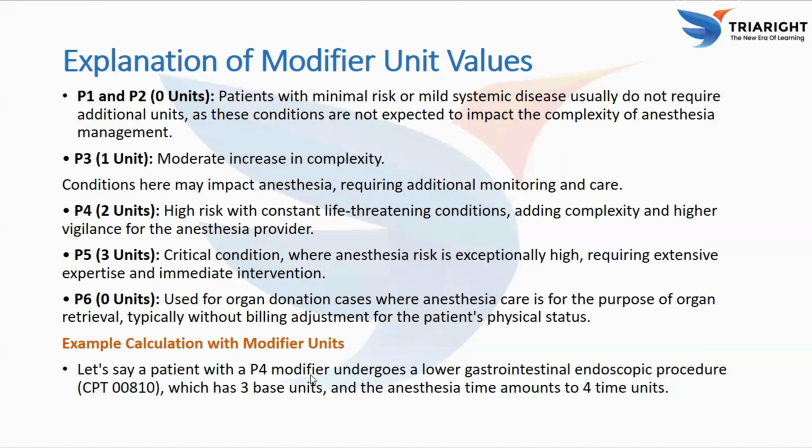So here is an example. The patient is ASA P4 and the procedure done is a lower gastrointestinal endoscopic procedure, and the base units allowed are 3. The modifier units for P4 is 2. So how would you calculate the anesthesia payment? 3 base units plus 4 time units plus 2 P4 units gives a total of 9 units. These total 9 units are then multiplied by the conversion factor to calculate the payment. So this is how you have to calculate with the modifier units.